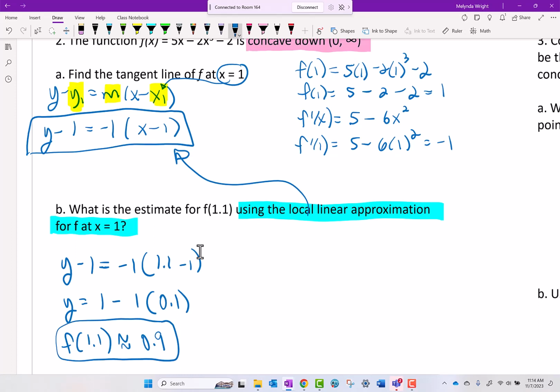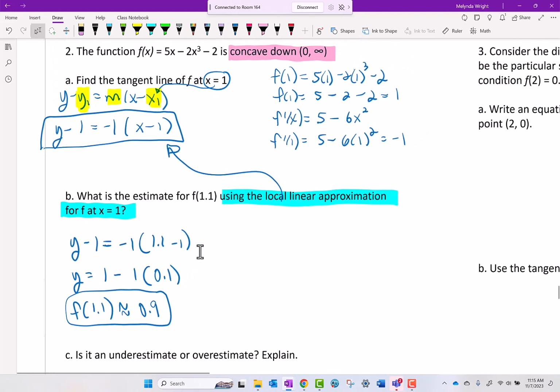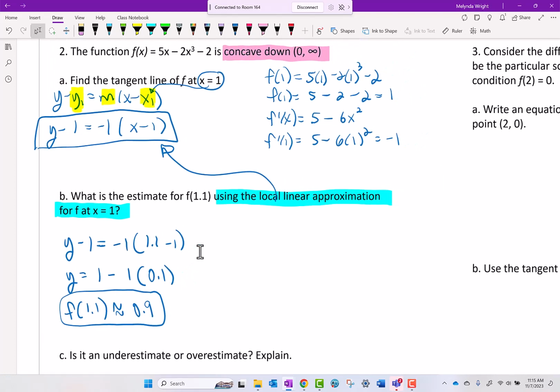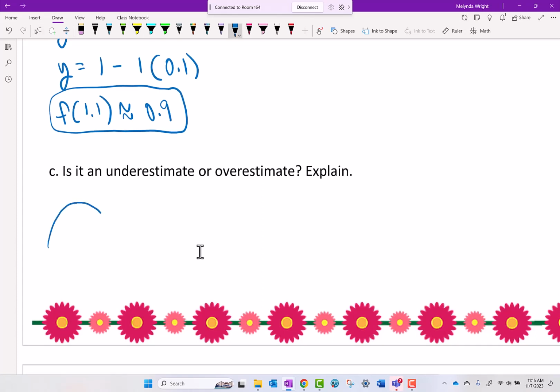Okay, are we okay? Okay, so we've written our tangent line. Now we've estimated using the tangent line. Our last task is: is it an under or overestimate? Explain. What information do we need to know to determine whether it's an under or an overestimate? Concavity. We need to know whether it's concave up or concave down. So this one is concave down. So let's draw that picture. Okay, let's look and see what that looks like. So this is like concave down, right? My tangent line would look like this.